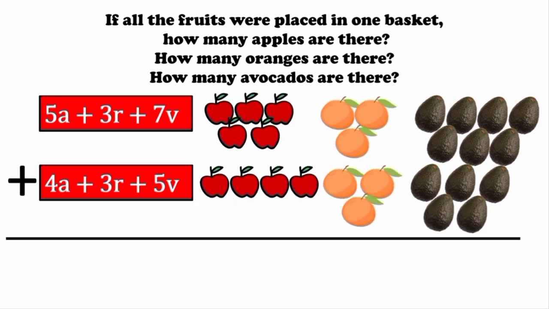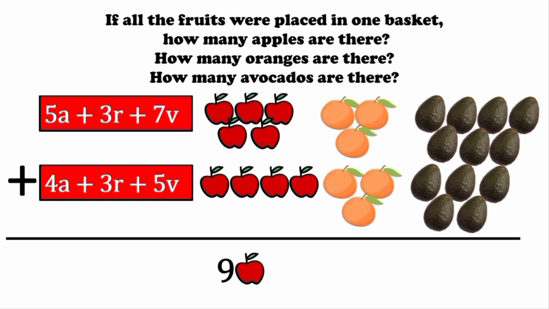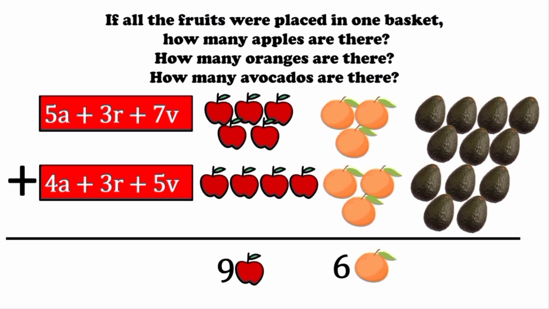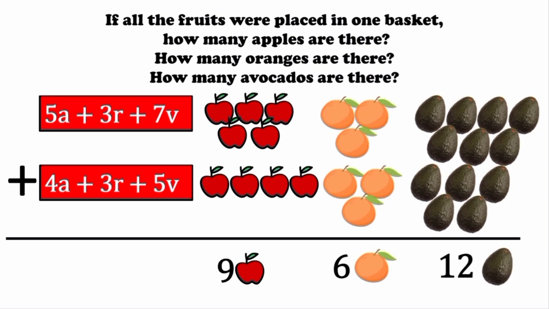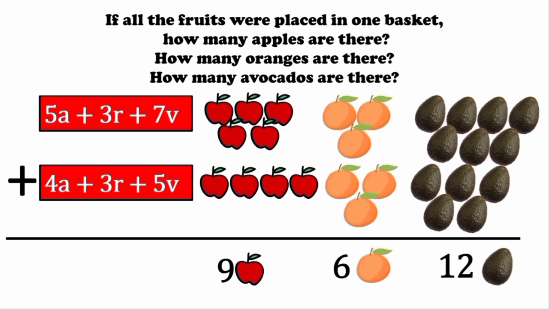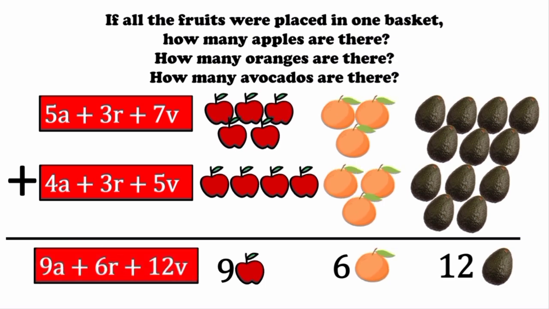Let's add all the fruits. We have 9 apples, 6 oranges, and 12 avocados. Writing this in polynomial, we have 9a plus 6r plus 12v.